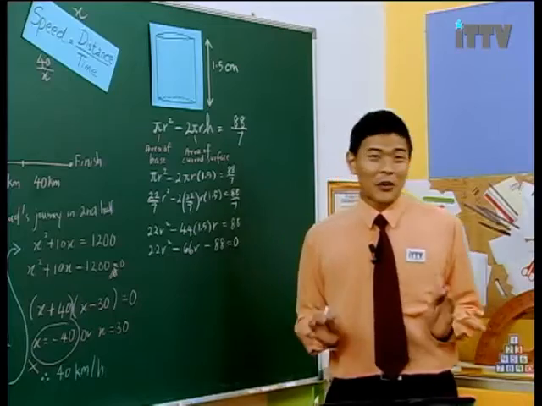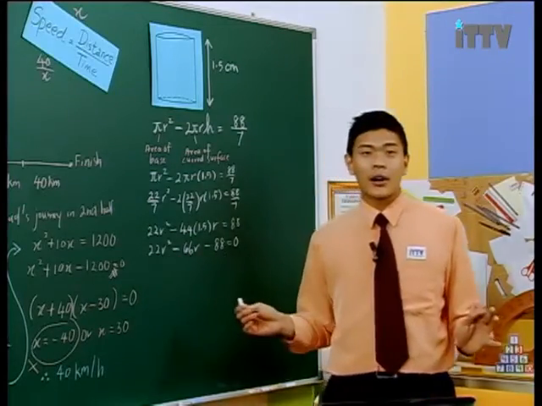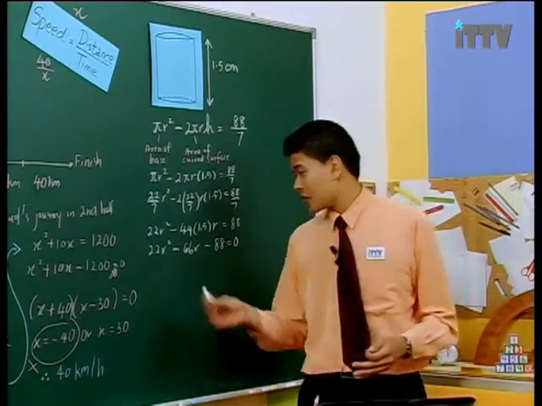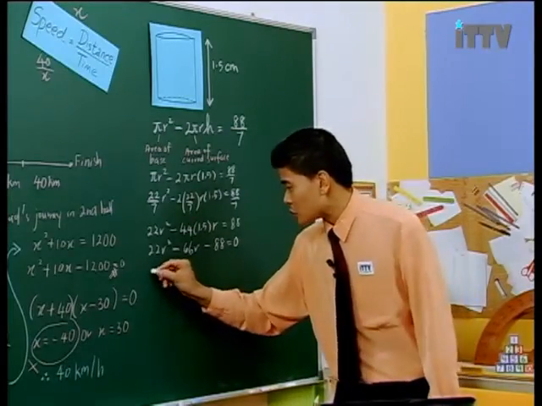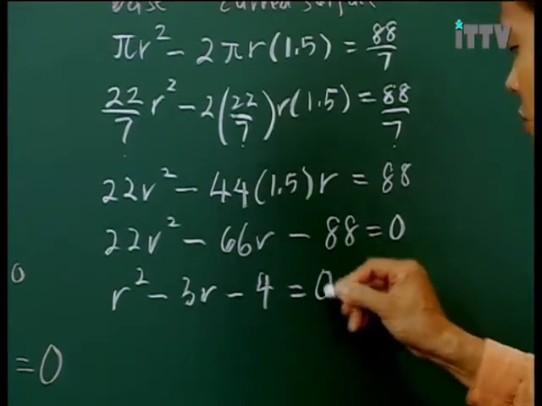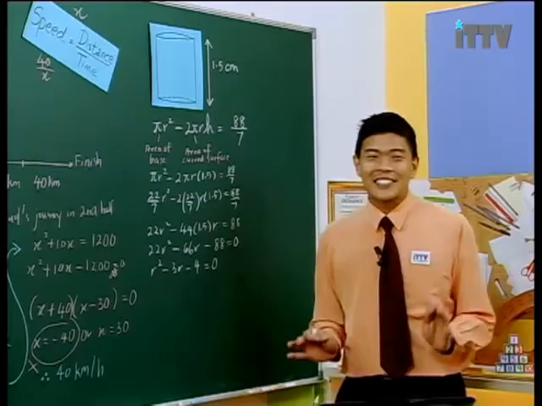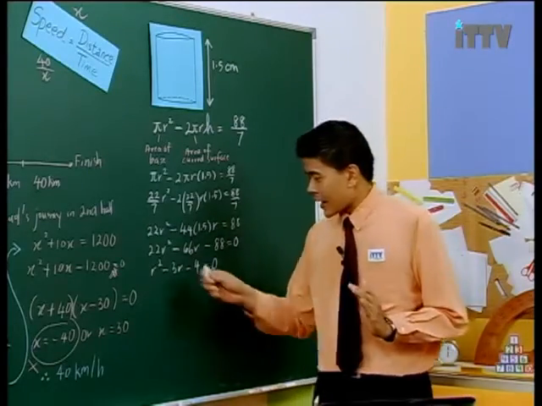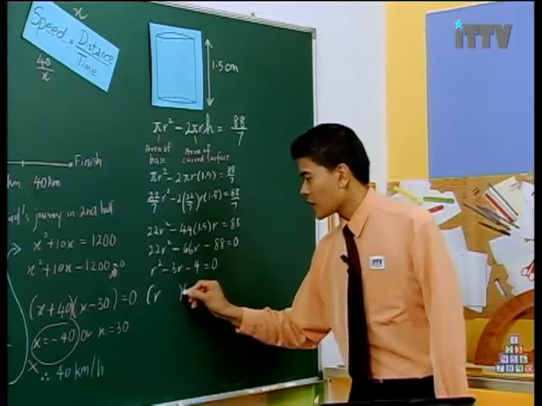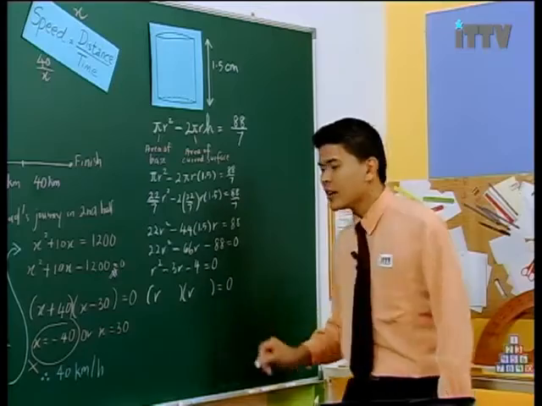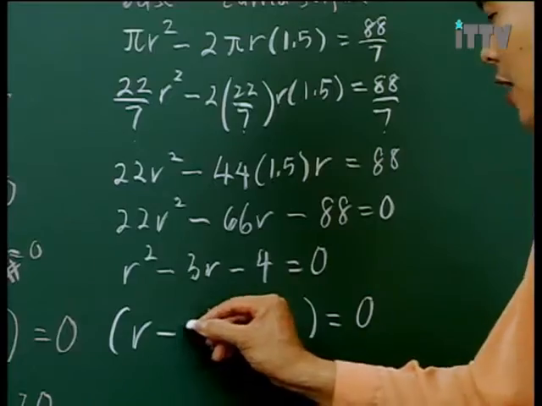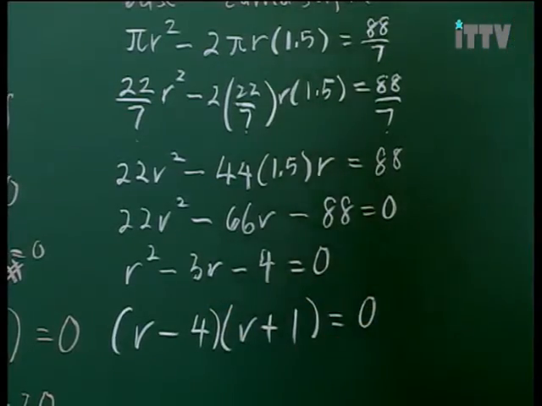So now we have a quadratic equation in terms of r. You have to simplify it. Since all of them are multiples of 22, all can be divided by 22. So 20r squared minus 3r minus 4 equals 0. And remember always, what is r? R is the radius of this cylinder. Can we factorize this? Yes. Using the cross method, you are able to factorize this quadratic equation into two linear algebraic expressions, which are r minus 4 and r plus 1.